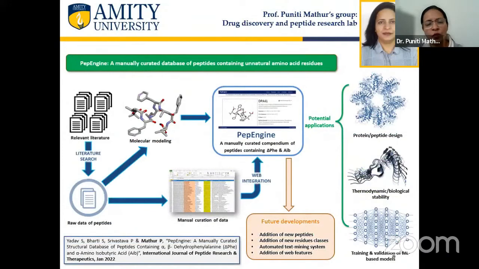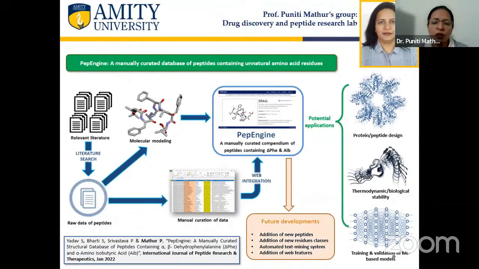Another work that we did was we designed a database called PepEngine, which we also published early this year. So PepEngine is actually a manually curated compendium of peptides which contain unnatural amino acids. We realize a lot of work has been done on peptides which contain unnatural amino acids, and these peptides have a lot of functions also.